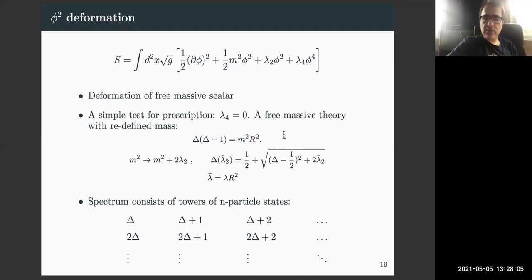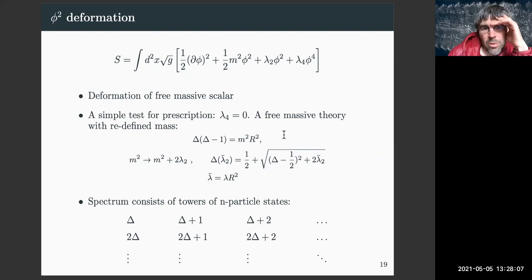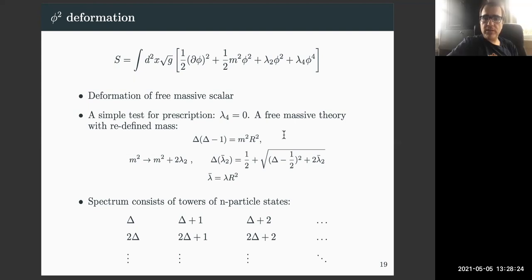Exactly. That's what I'm saying. So at short distances, we are assuming that it's the same as in flat space. So we cannot add phi 6. That will already modify the theory at short distances. Yeah, I'm not sure. Well, no, with one over radius of AdS.